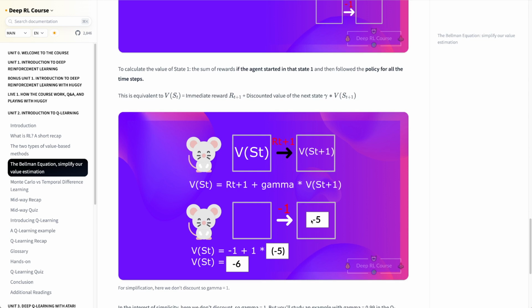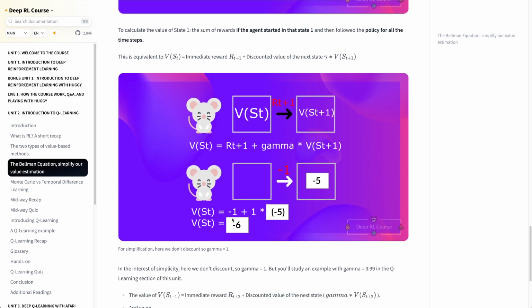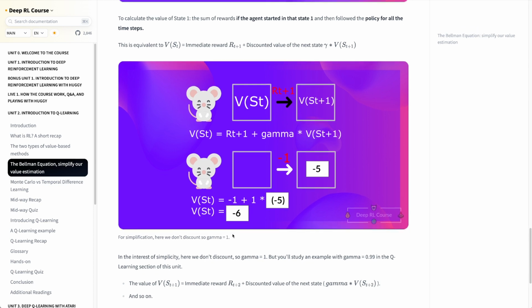Now, if we already know that the discounted value of the next state is -5, then it makes our job a little bit easier, and we have this -1 from this reward, and then we have this -5 here. And here the gamma is 1. For simplification here, we don't discount with gamma, so it's -1 plus 1 times -5, which is -6.